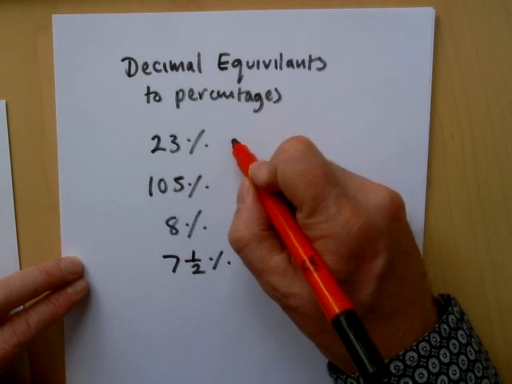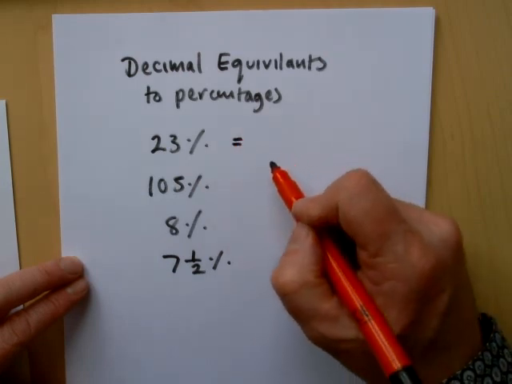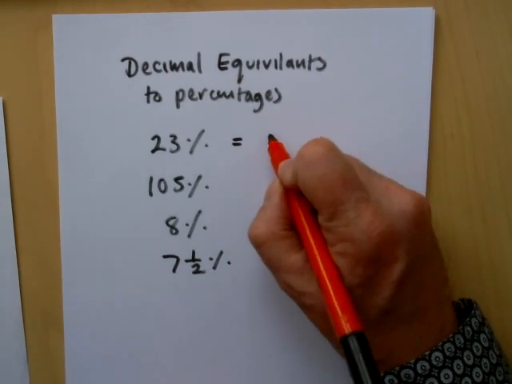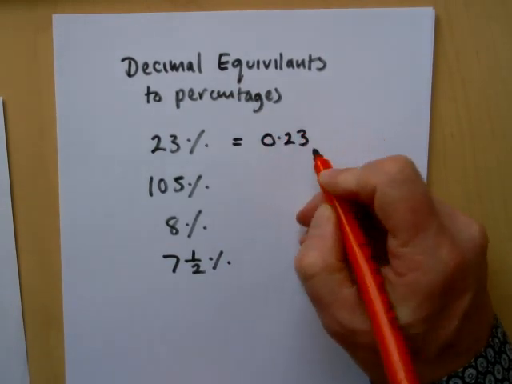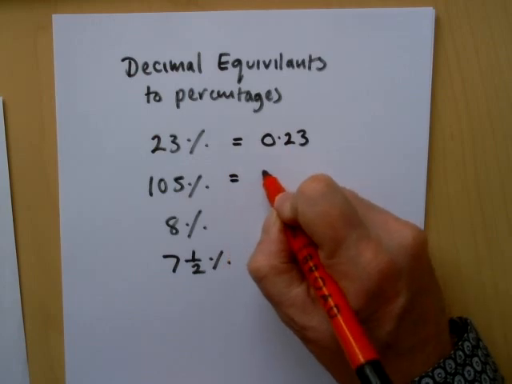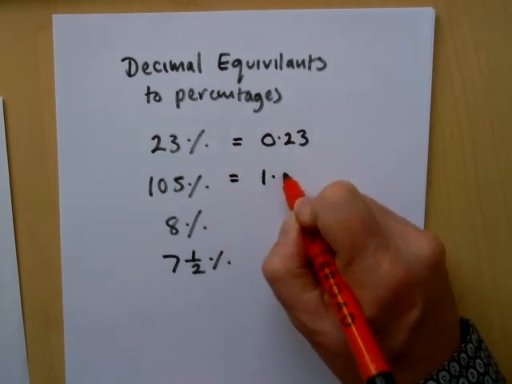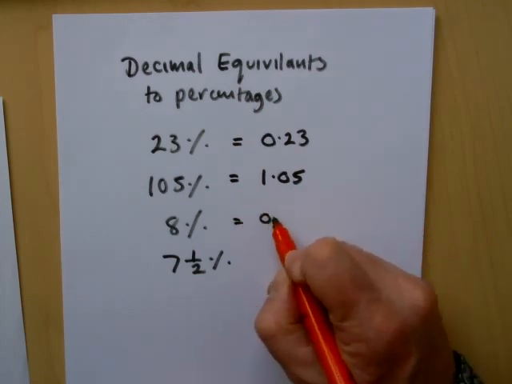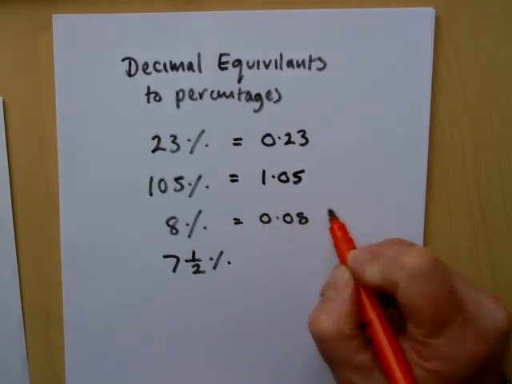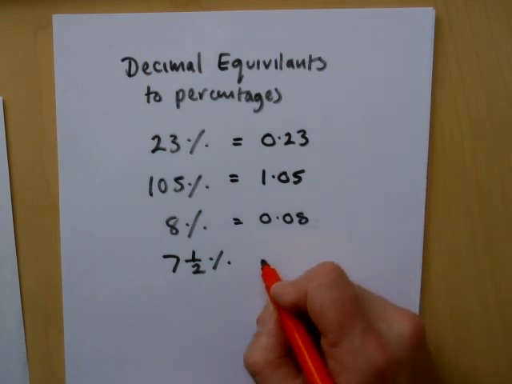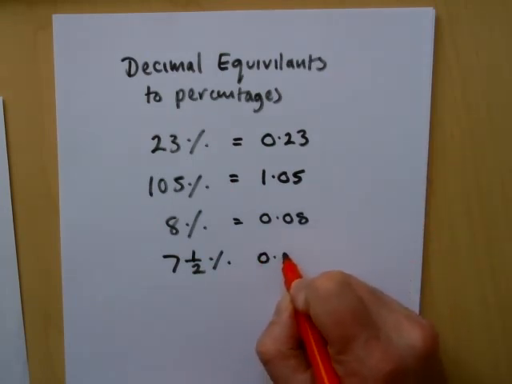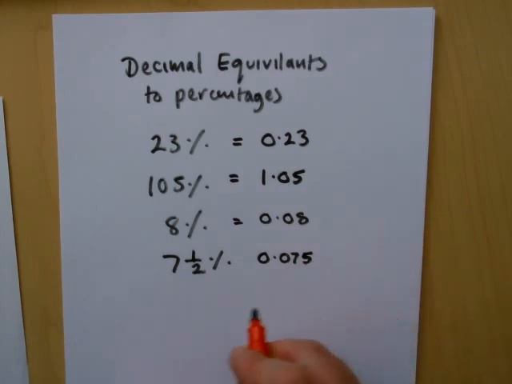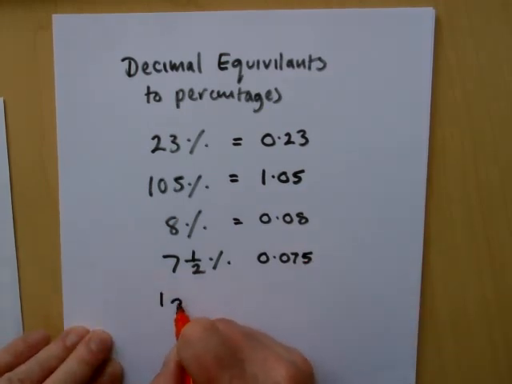So just to remind you, I have done a video on this, and it's one of the most popular ones so far. But I'll just remind you that 23% as a decimal is 0.23, 105%, that's going over 100, so that's 1.05. 8% going under 10 requires a 0 before we write 8, and 7.5% being 0.075. Replace that half with a 5.